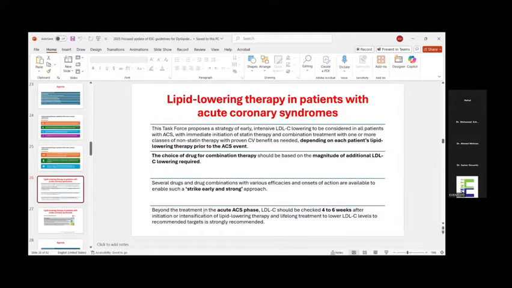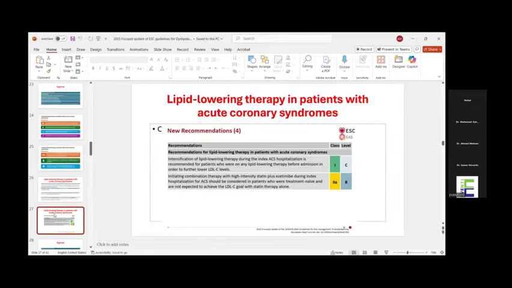Beyond the treatment in the acute coronary syndrome phase, LDL should be rechecked about 4 to 6 weeks after initiation or after intensification of the lipid lowering therapy. And this was given a class 2A recommendation in the guidelines: initiating a combination therapy with high intensity statin plus ezetimibe during index hospitalization for acute coronary syndrome should be considered in patients who were treatment naive and are not expected to achieve the LDL goal with statin therapy alone.